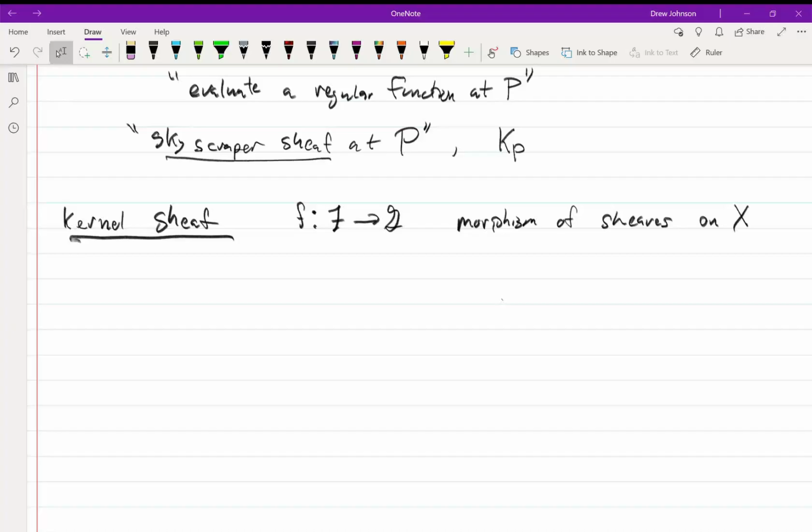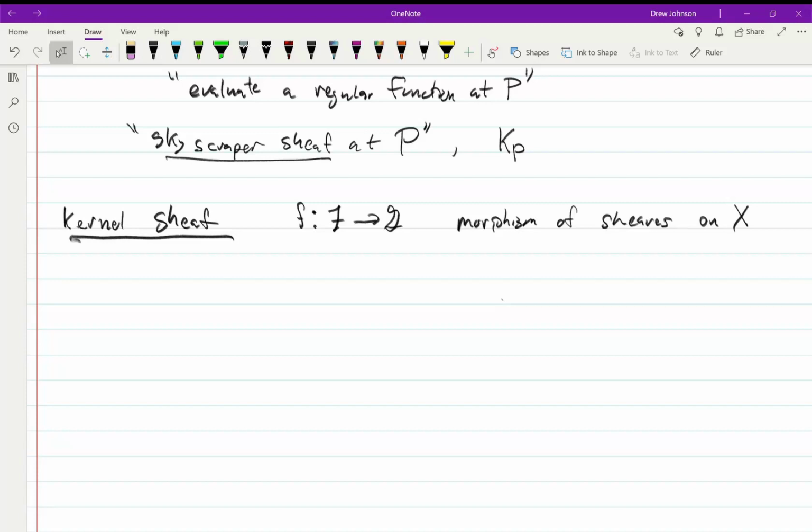All right, let's continue our discussion of sheaves of modules. With sheaves of modules, most of the things that you can do with modules in commutative algebra, there's some analog of them for sheaves of modules. So the first thing we're going to talk about today is the kernel. We'll talk about the kernel sheaf.